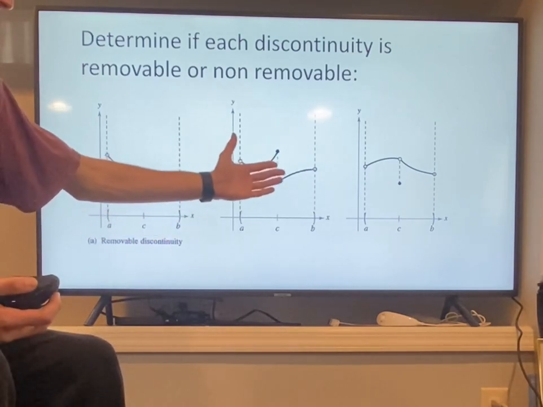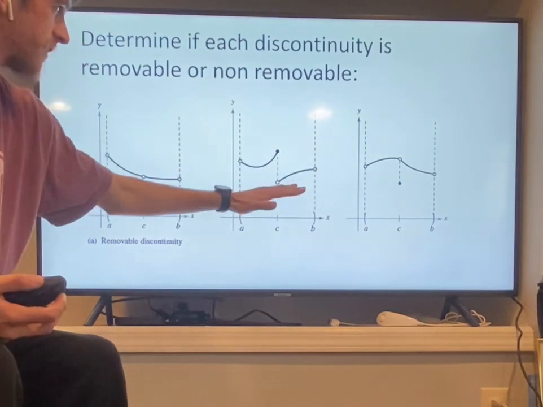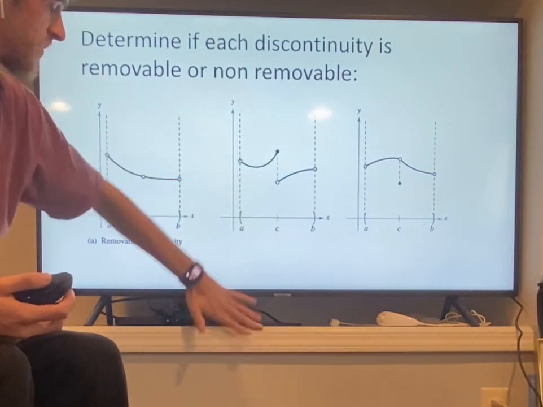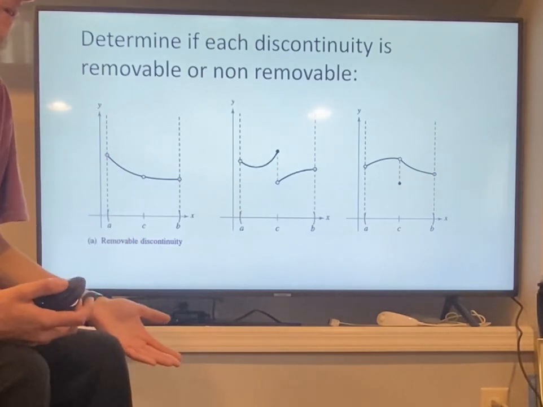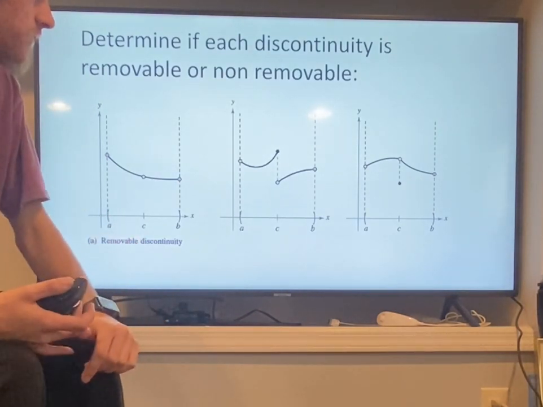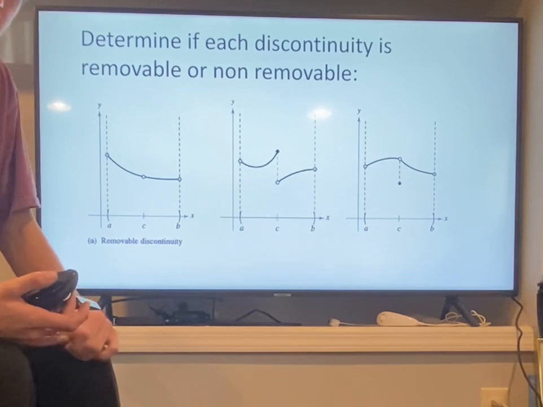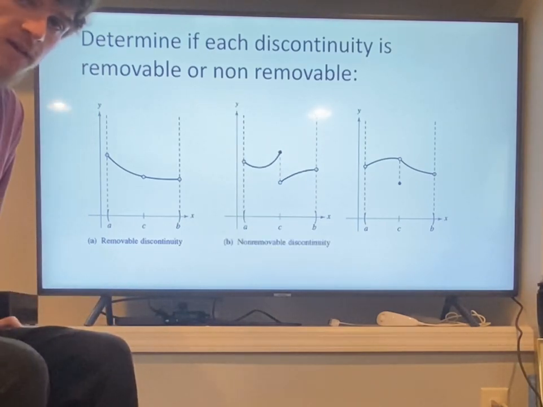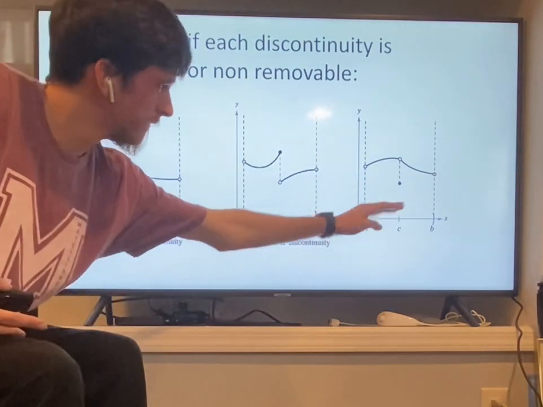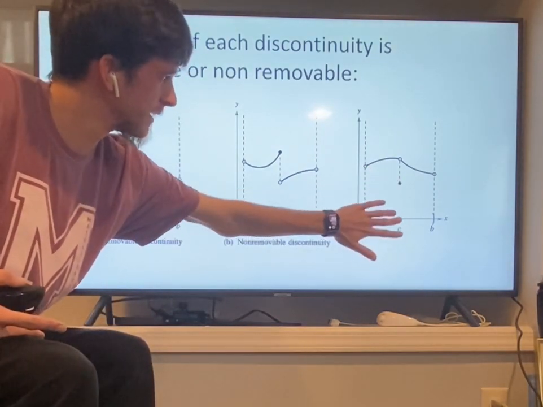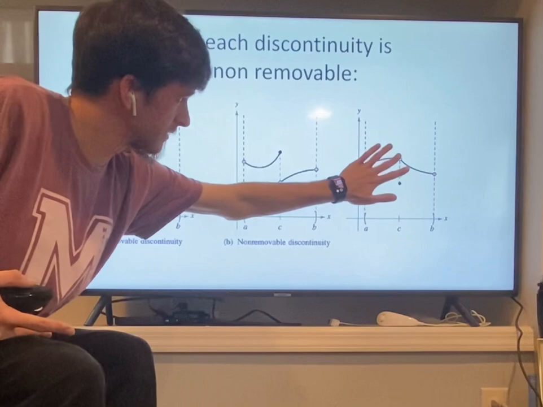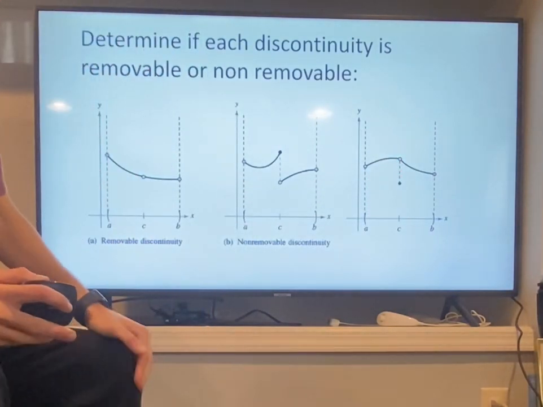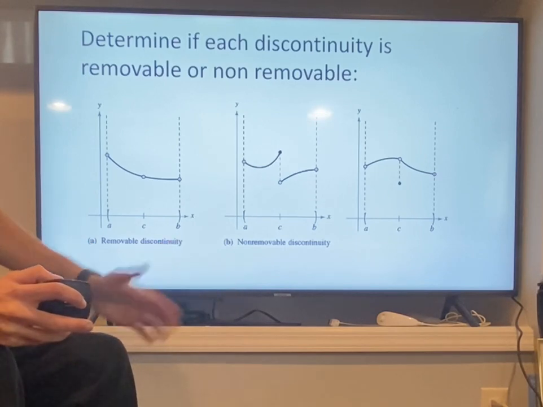In our next option, we noticed that coming from one direction and from another direction, our values as x approaches c are indeterminate. Therefore, this discontinuity is non-removable. However, in our third case here, if we were to redefine f of c, it would make f of x continuous at point c, making this a removable discontinuity.